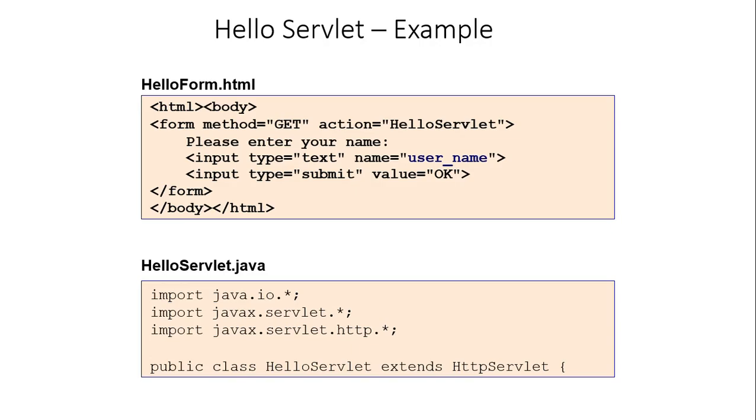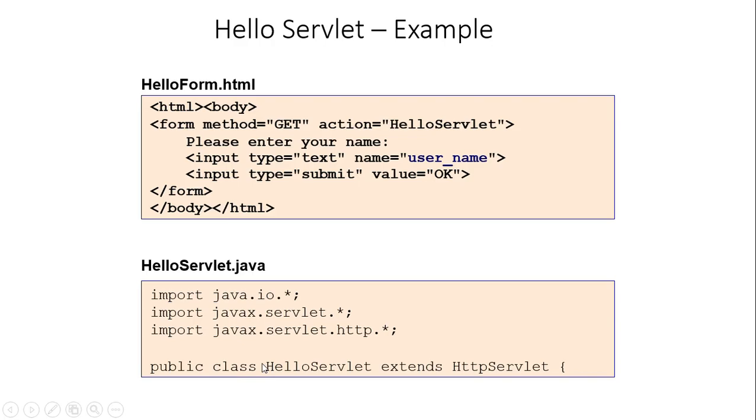First is hello form.html. We have created one form in HTML and saved it as HTML only. HTML, head, title, body, you know that very well. So HTML body, form method get, action hello servlet. Please enter your name. We are going to enter your name, input type text, name username, input type submit. When there is a submit button, you click OK, that's why it shows the value OK. Now close form, body, and HTML.